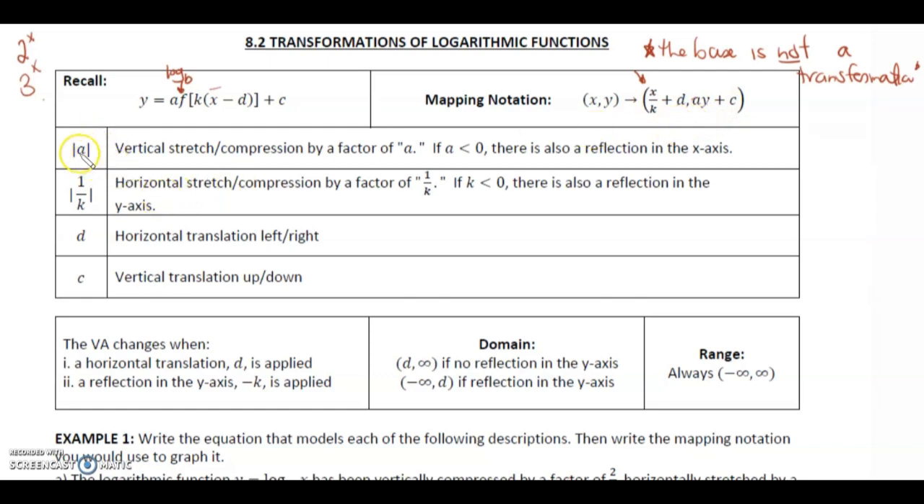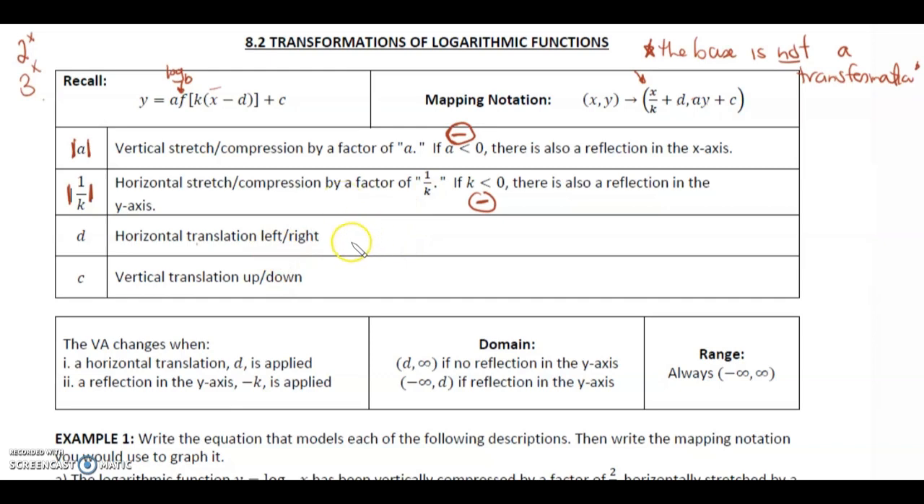As a review, a, just the a, is a vertical stretch or compression by a factor of |a|, whatever number that is. If a is less than 0, if it is negative, there is also a reflection in the x-axis. That is why we have the absolute value symbols here. Now, 1 over k, just the number, the absolute value of 1 over k, is a horizontal stretch or compression by a factor of 1 over k. But if k is negative, there's also a reflection in the y-axis. D is a horizontal translation left or right.